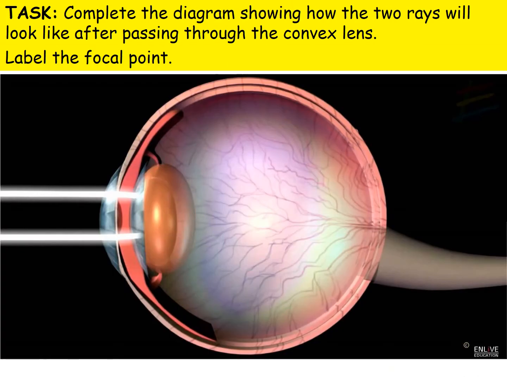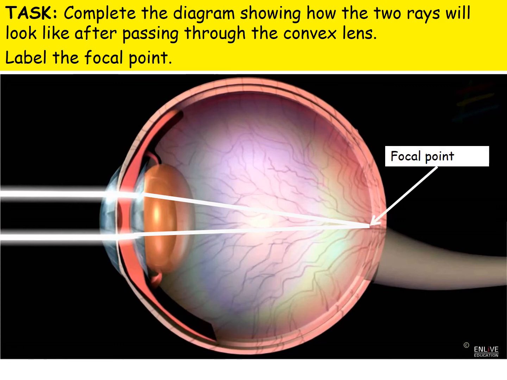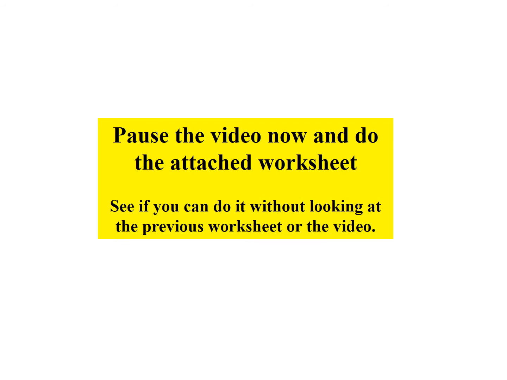So, that's a picture of our eye. That's a picture of the light hitting the front of our eye, or the lens, the convex lens. So can you point to the focal point? Can you tell me what the 2 rays will look like? If you drew them like that and you picked that focal point, you are correct. So well done. That is the focal point.